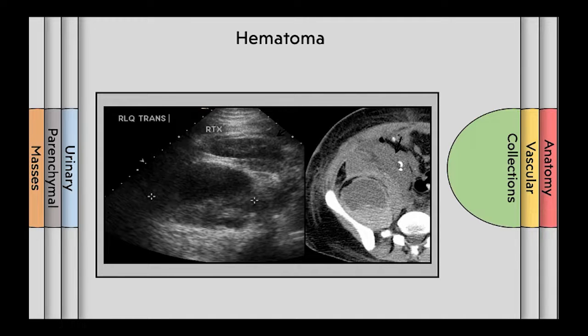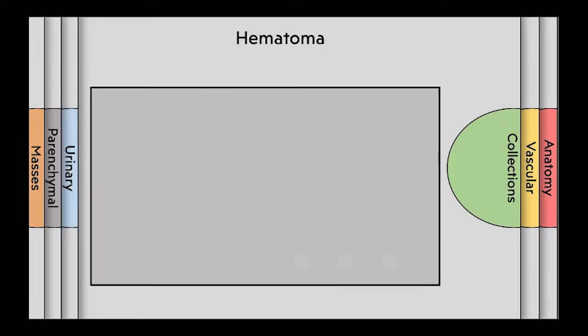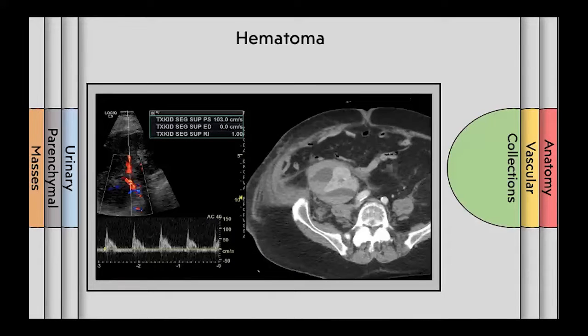While there is concern about mass effect on the kidney, the greater clinical concern is actually its propensity to become infected. Here is an example of a subcapsular hematoma with mass effect on the kidney parenchyma, which is leading to the elevated resistive indices seen on the left.